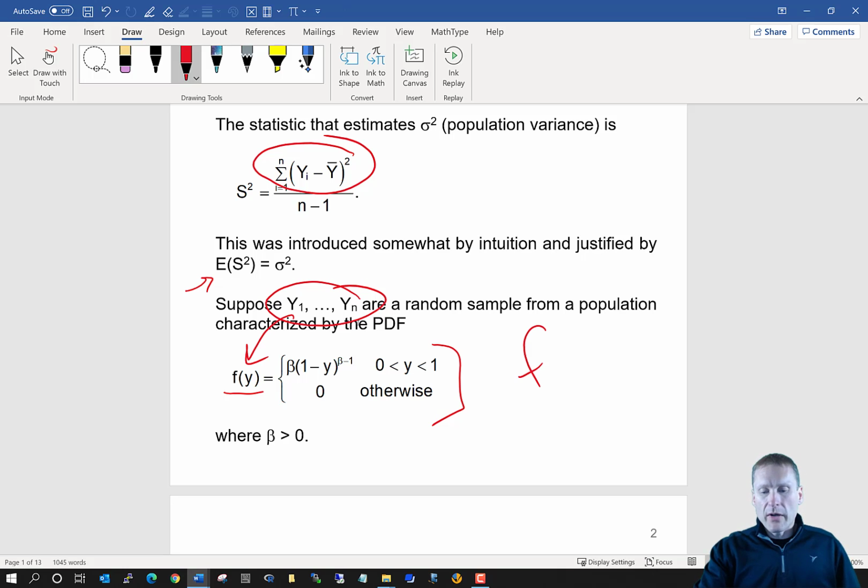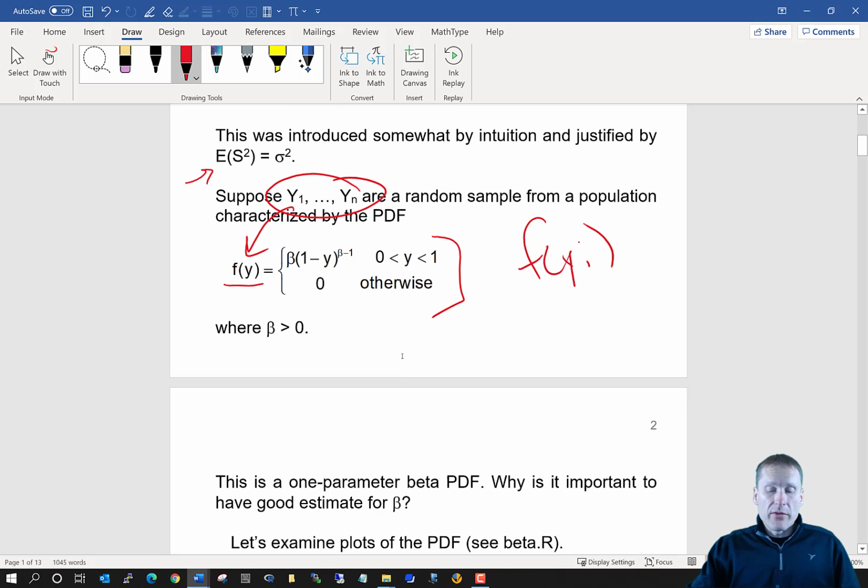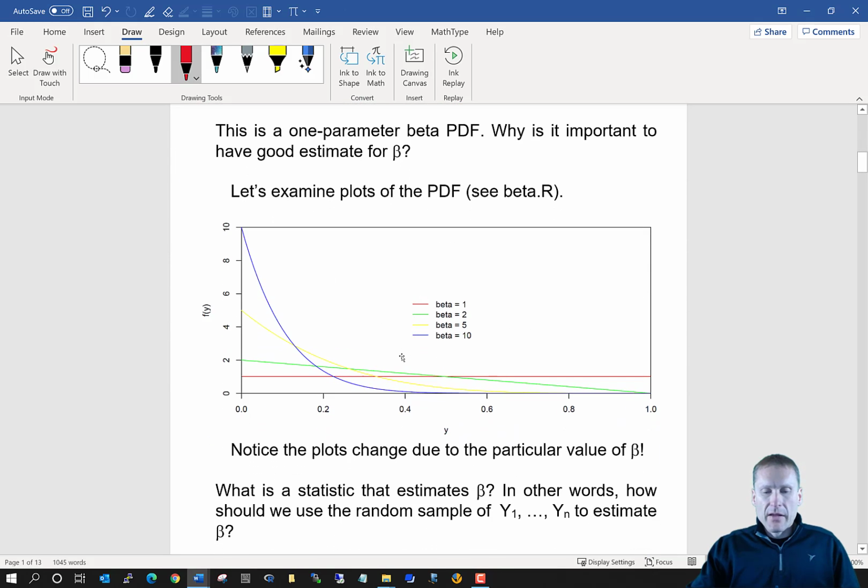If one wanted to, I could have written it as f of y sub i for i equal 1 to n. Note that this parameter is going to be greater than or equal to 0. This is another one of these named probability distributions. This is actually a beta probability distribution. And so you might be wondering, does it really matter what I use for an estimate of beta? Let's take a look at some plots.